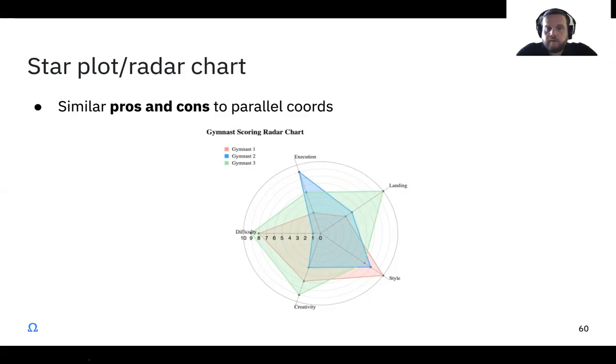Then, like Thijs asks, is a radar chart basically just a parallel coordinate plot, but radial? That's exactly what it is.